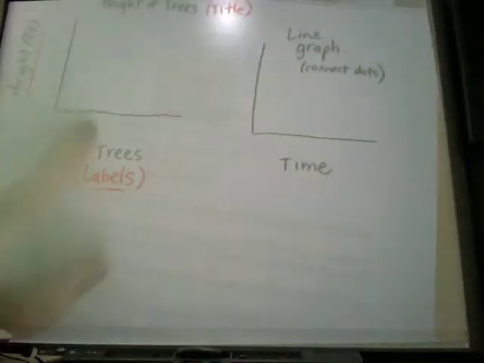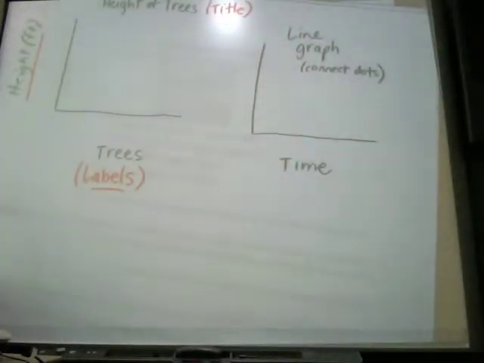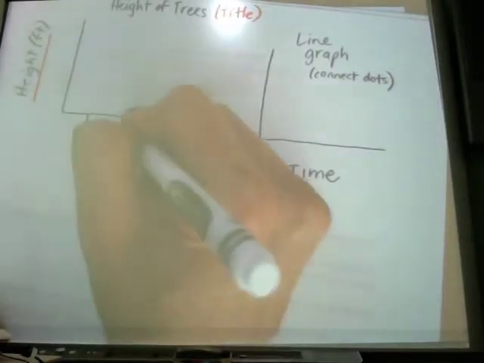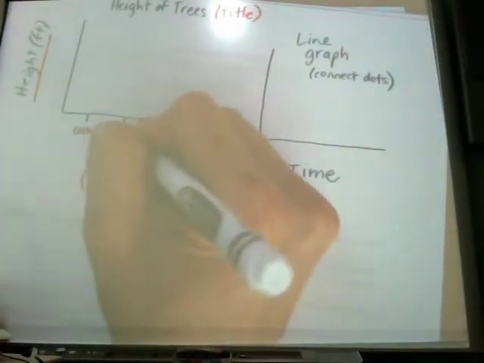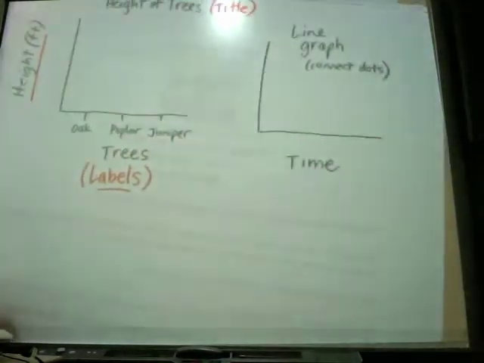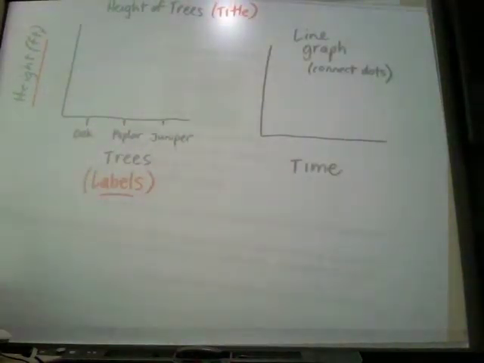Okay? Now, the other thing that you need to do is figure out the scale where there's numbers. For trees, well, there's no scale, but you need to label each item. So we had oak, poplar, and juniper. And I'll give you graph paper for this so that it's nice and neat. So you need to put the information.